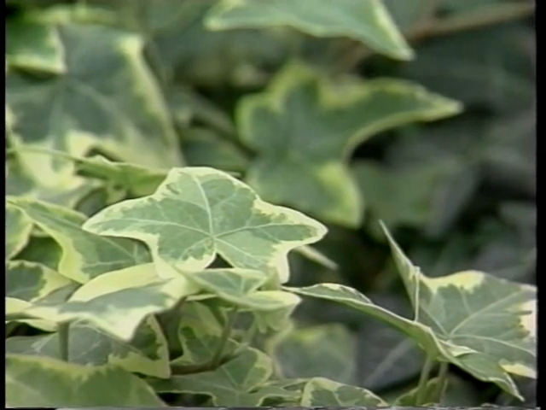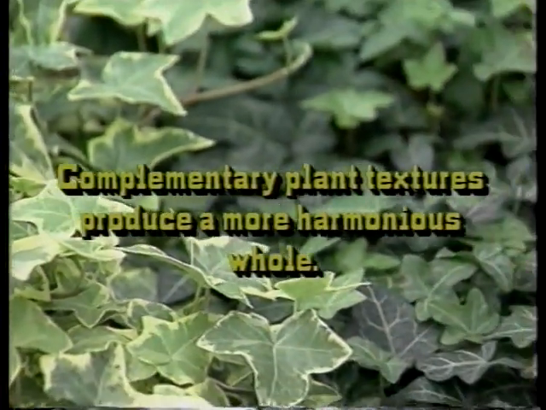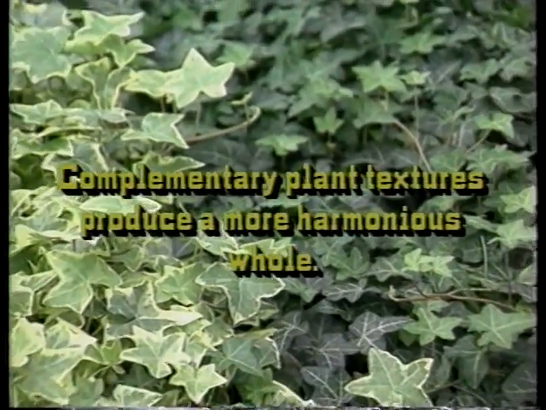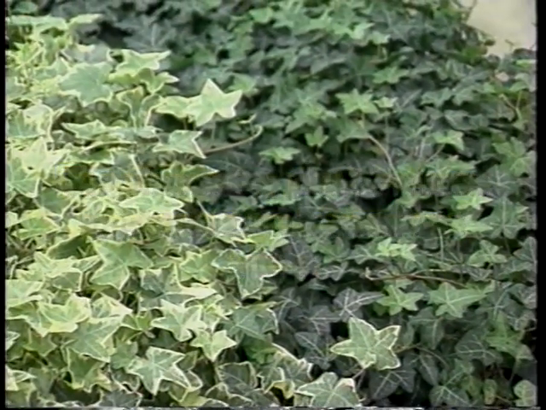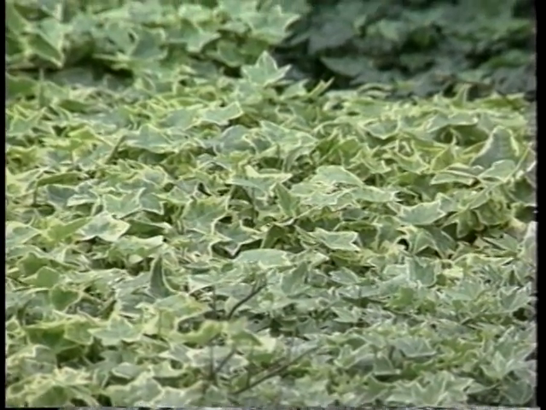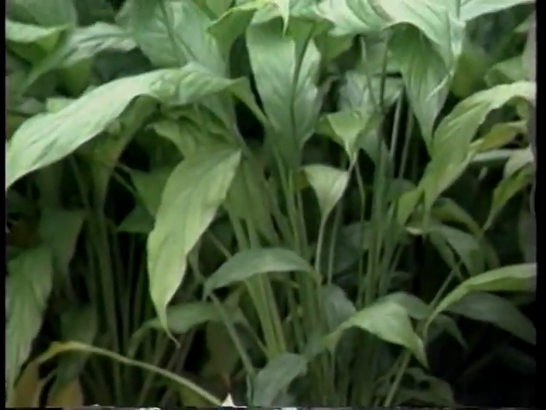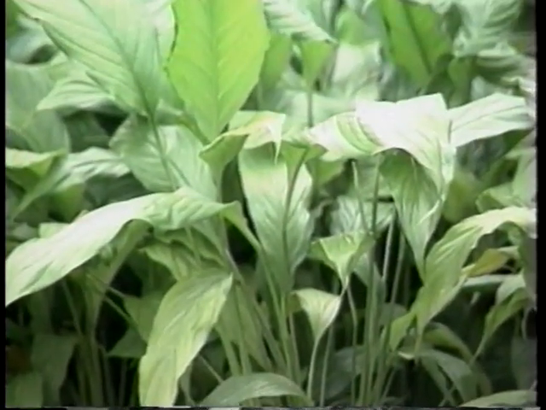A carefully selected sequence of complementary plant textures can help integrate a design, tie different elements together to produce a harmonious whole. However, one way to draw attention to emphasize a location is to introduce a plant or small group of plants of contrasting textures at that point.